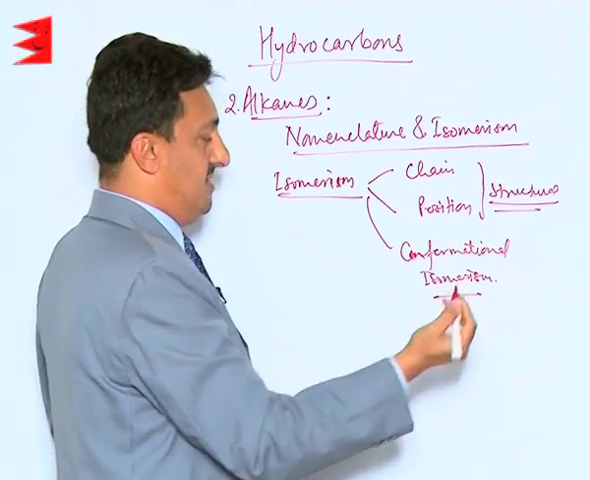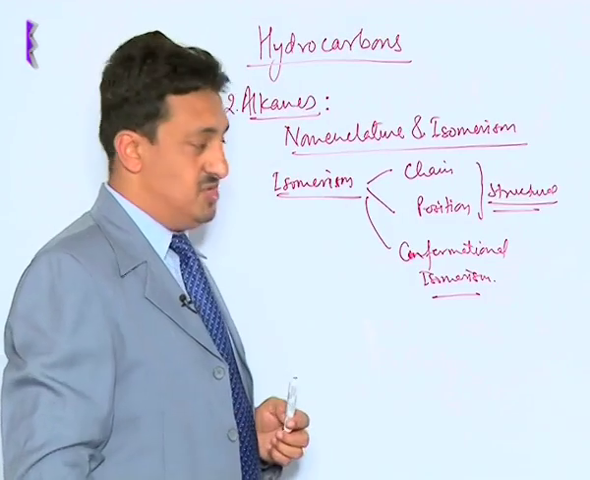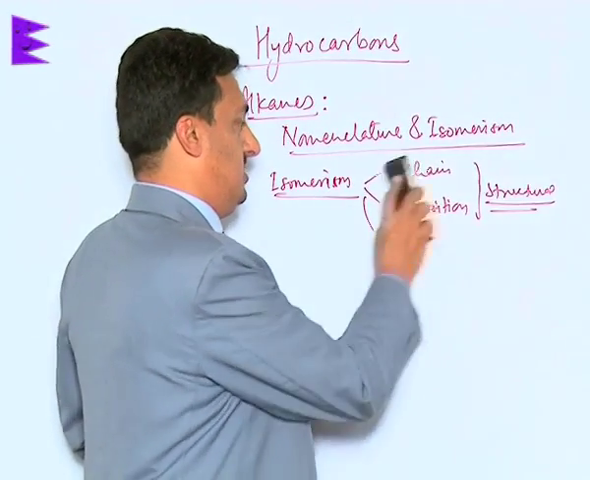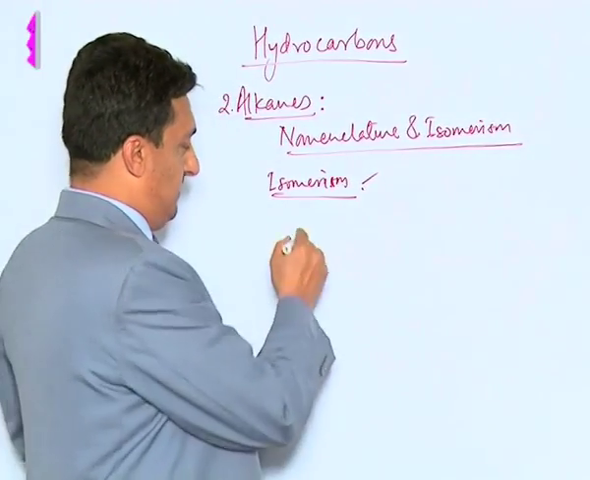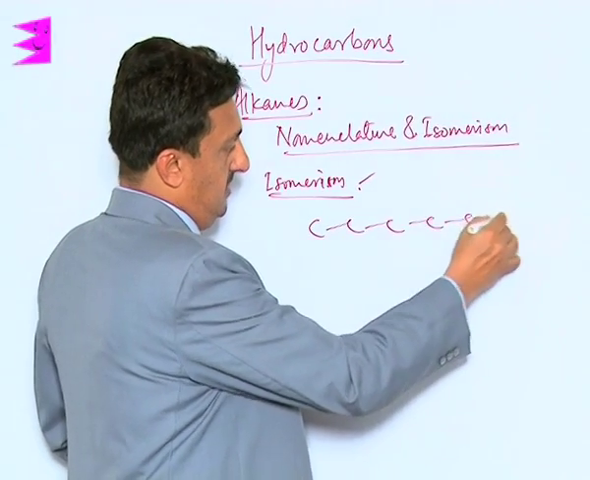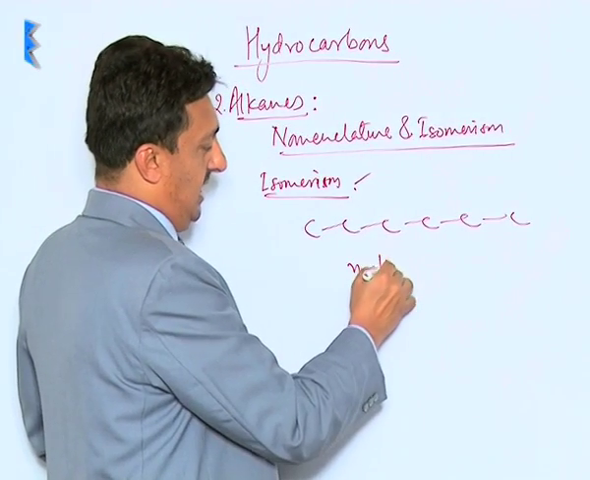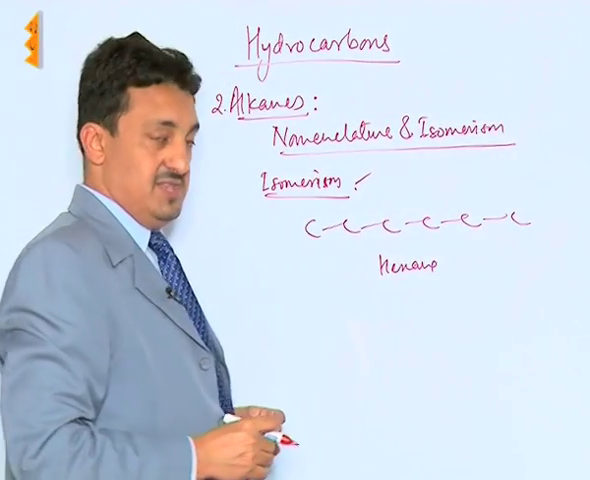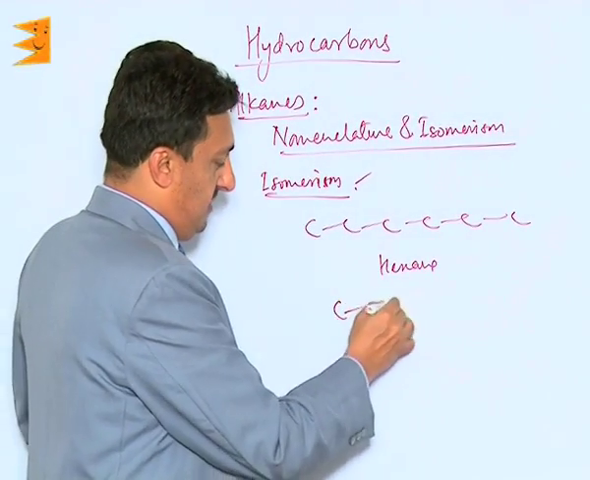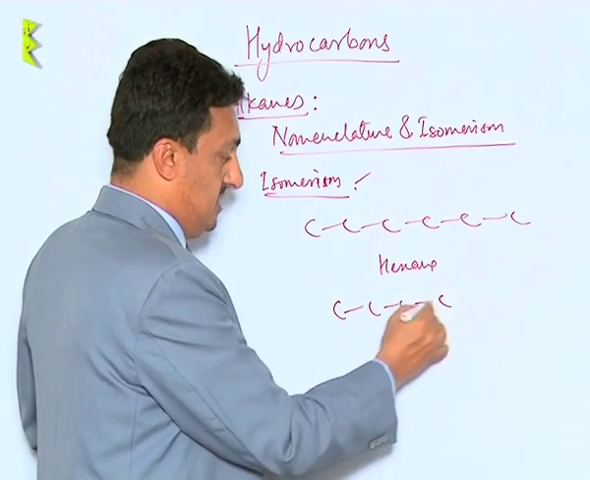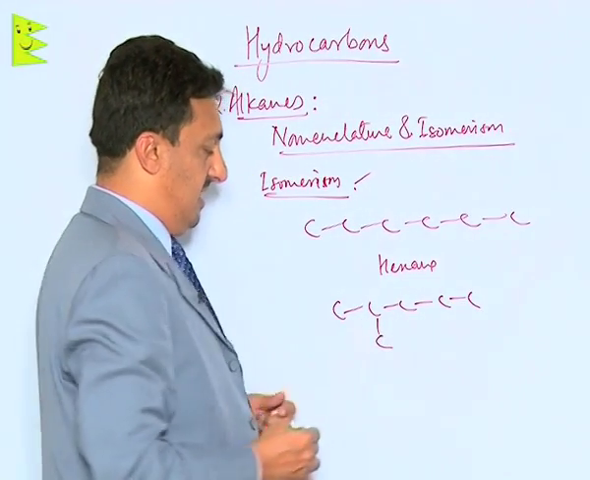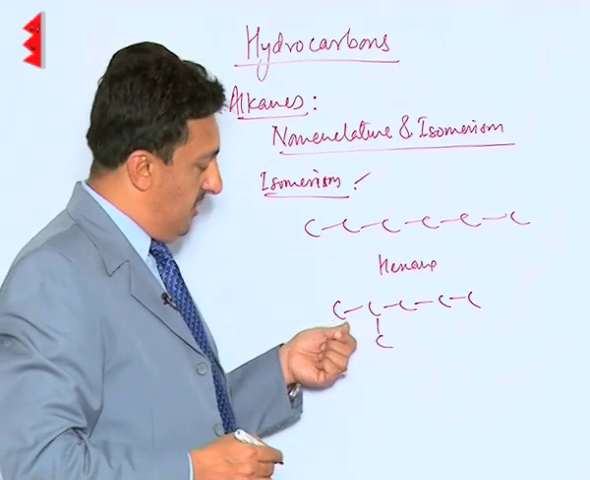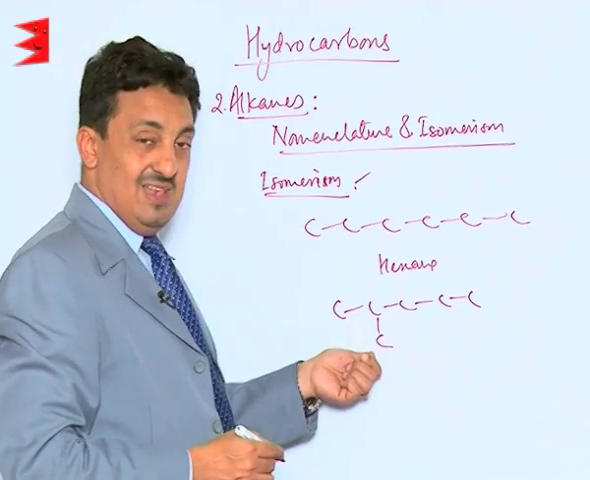We will be dealing with it later on. Let us first see how the chain and the position isomerism are shown in this. Suppose we have n-hexane, a simple hexane of 6 carbons. We can have a hydrocarbon with the same formula, but which has one longest chain of 5 carbons, but with 1 methyl as a substitution.